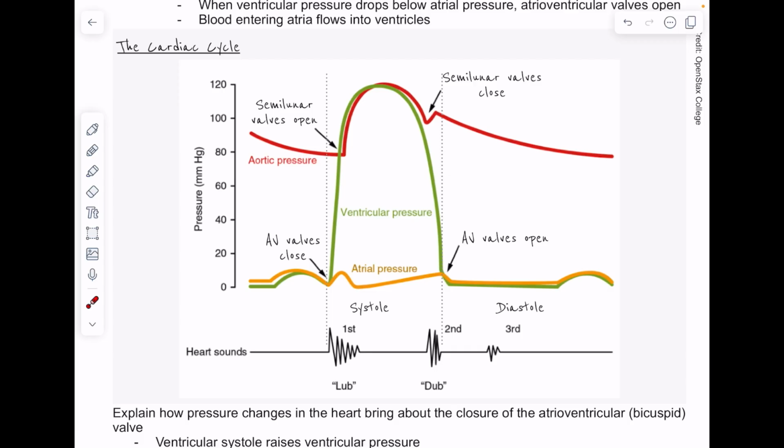Now we want to look at the cardiac cycle, which is a sequence of contractions and relaxations of the heart muscle that occurs during one heartbeat.